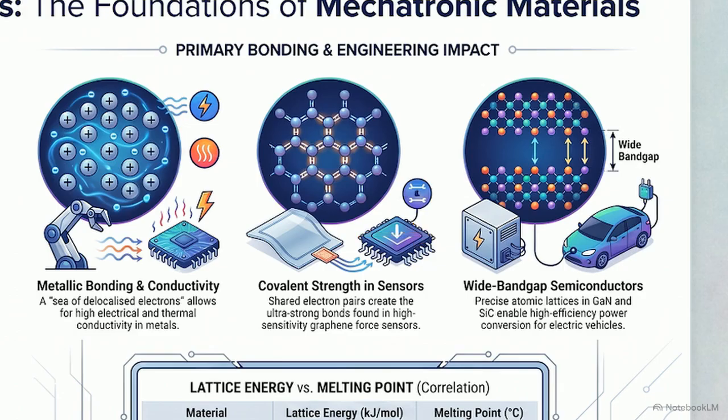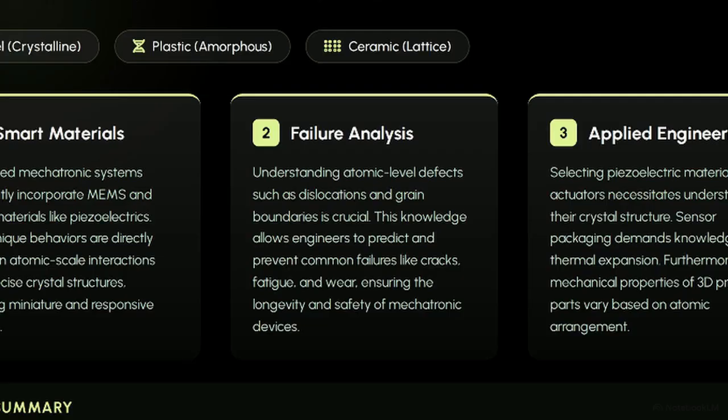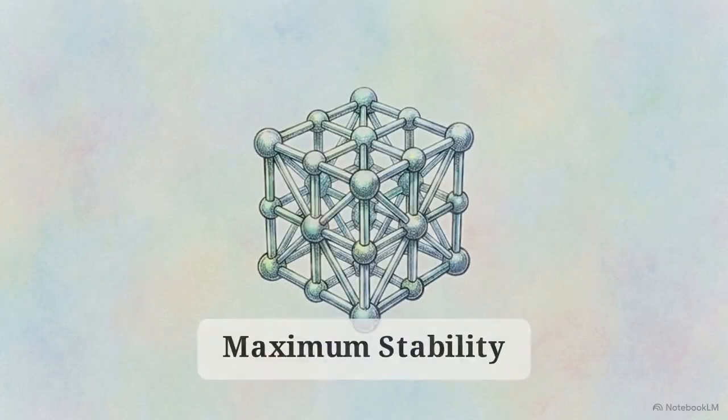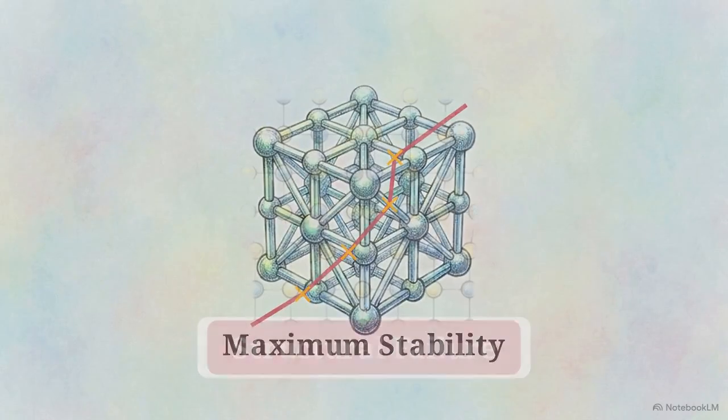This table highlights failure analysis. Identifying atomic-level crystal defects, like dislocations and grain boundaries, is how engineers predict fatigue and prevent cracks in microscopic MEMS actuators. A material's ultimate mechanical failure or success in a high-stakes system is entirely predetermined by these invisible atomic-level interactions.